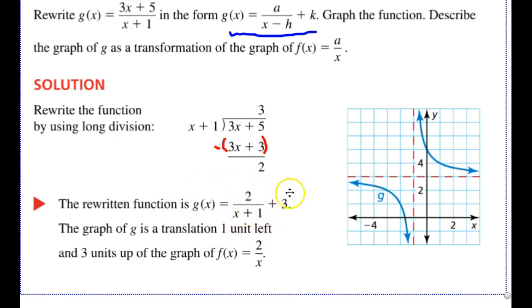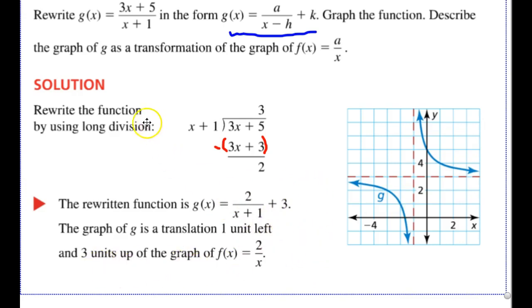So now I have everything that I know. So my parent in this case would be 2 over x, which I know is going to be a little bit of a stretch over my parent function. My h value was a negative 1, right, because it's going to be x minus a negative 1, so it's a translation 1 unit to the left. And then this k value here, this plus 3, moves it up, so it's a 3 unit shift up.